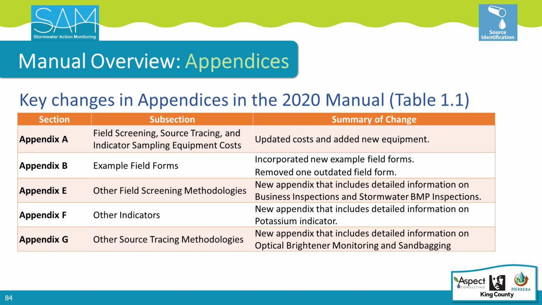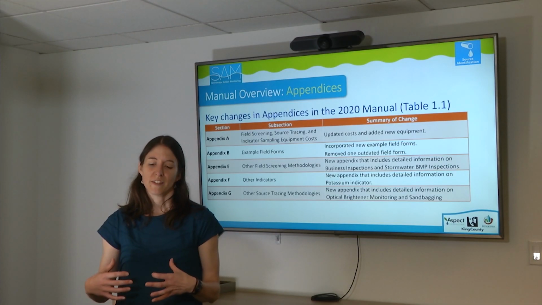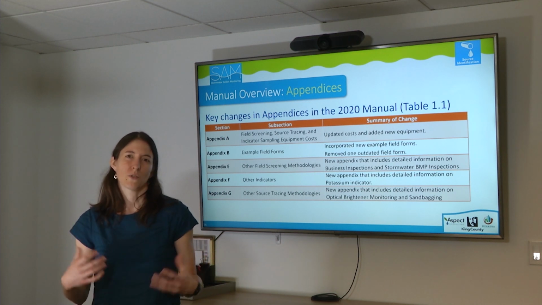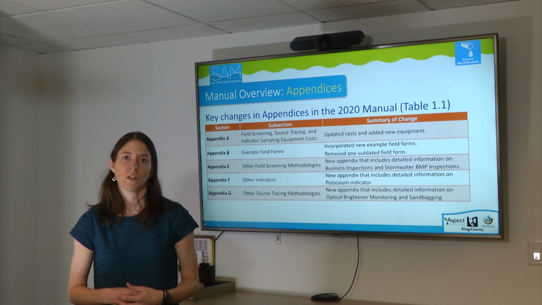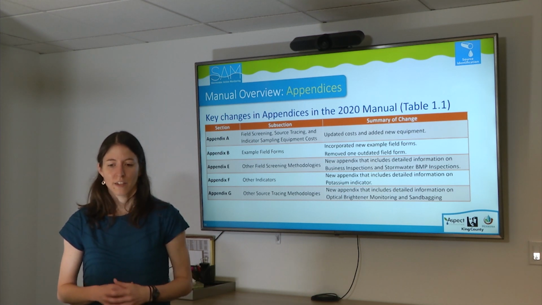And then Appendix G is our other source tracing methodologies, and that's where the optical brightener monitoring and sandbagging information got shifted. So we wanted to make sure, even though we were kind of deprioritizing those methodologies and indicators, that we didn't lose that content. So if that's something that you still want to use, it's still available. It's just at the end of the manual instead of in the main text.